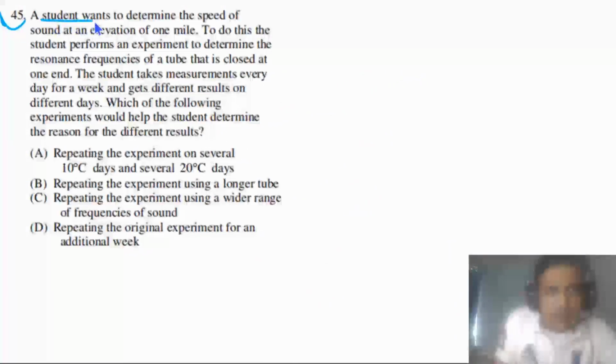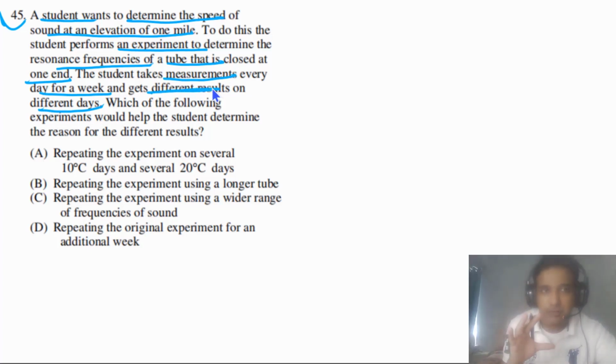Question 45 says a student wants to determine the speed of sound at an elevation of 1 mile. To do this, the student performs an experiment to determine the resonance frequencies of tube that is closed at one end. The student takes measurements every day for a week and gets different results on different days. Different results means student gets different values of speeds on different days. Which of the following experiments would help the student determine the reason for the different results? What kind of experiment can the student arrange to find out why his results are different?